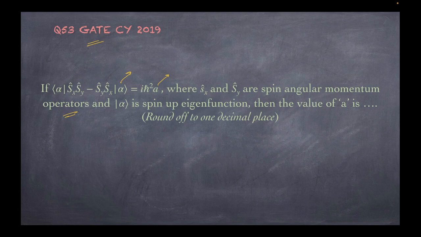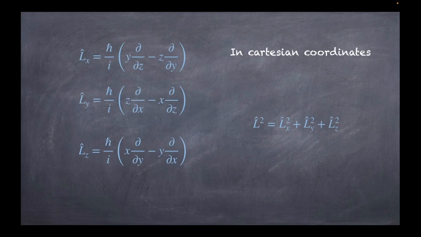So let's first look at some of the basics of operator algebra, most precisely angular momentum operator algebra. I will be briefly discussing this in terms of orbital angular momentum, and the operator algebra for the corresponding spin angular momentum is similar, so we can get it from this. Lx, Ly and Lz are the three components of the orbital angular momentum L. In Cartesian coordinates, the Lx operator can be represented by this expression, Ly by this, and Lz by this.